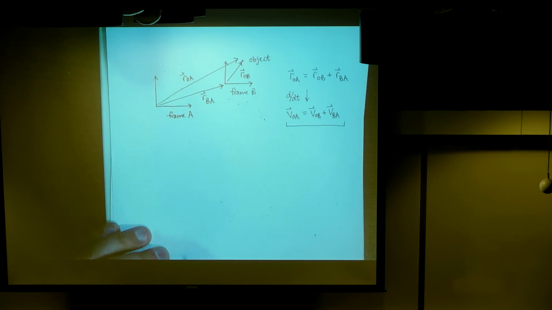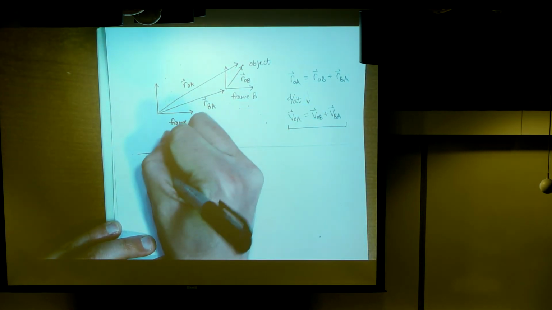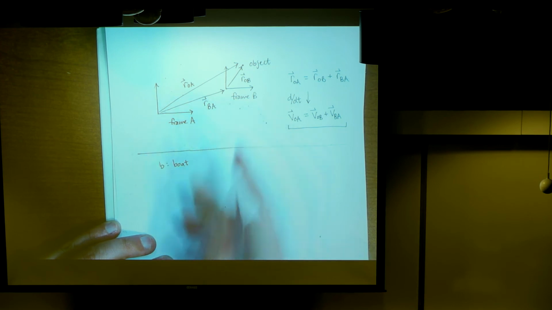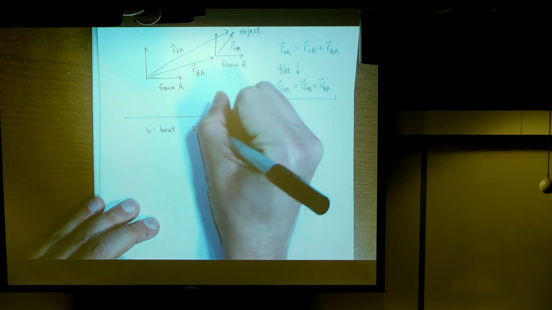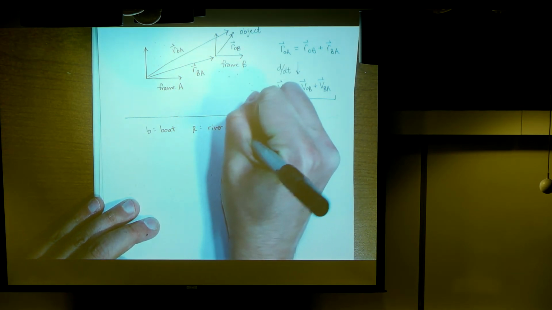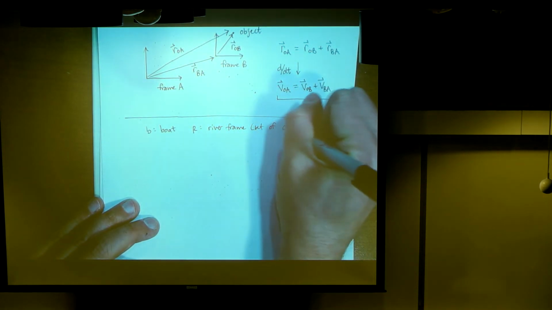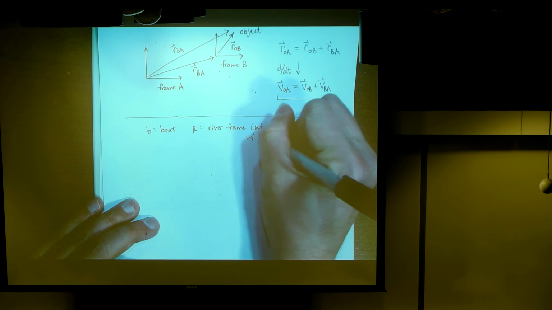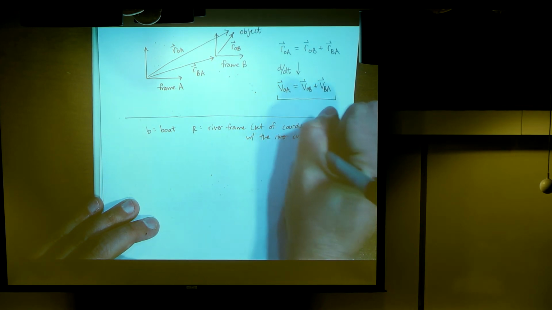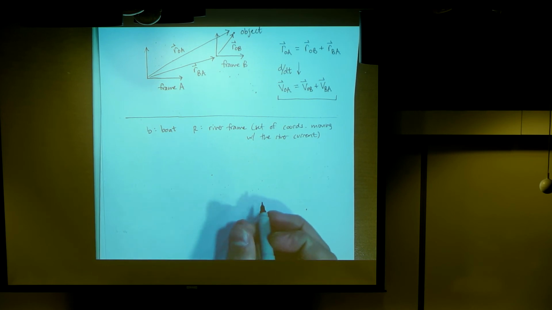So here's what we'll do. Subscript notation. B is our boat. That's our object of interest. I'll use a capital R for the river frame of reference. So to be clear what this means, imagine a set of coordinates that's moving with the river itself. So imagine like a raft just floating down the river, moving with the currents of the river. That's the frame of reference we're talking about.